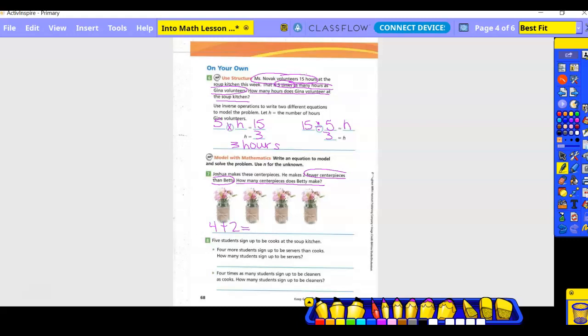So that gives us N because we don't know the unknown number, right? So what is 4 plus 2? 6. So 6 centerpieces.